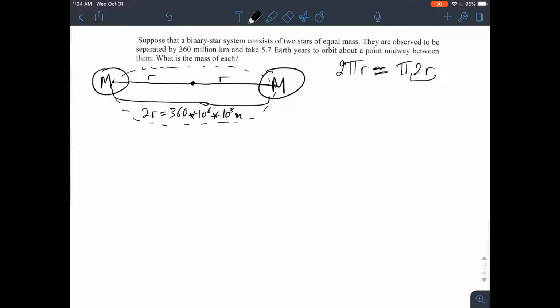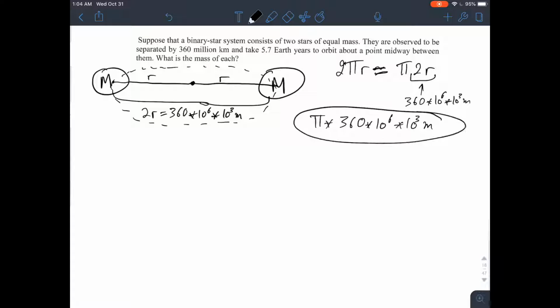So if we want to find the circumference, the distance traveled by those two stars, it's basically substitute 360 times 10 to the 6 times 10 to the 3 meters here. So just pi times 360 times 10 to the 6 times 10 to the 3 meters. This is the distance traveled by the two stars. Hope that makes sense. Okay, so now we know the distance. This is the distance.